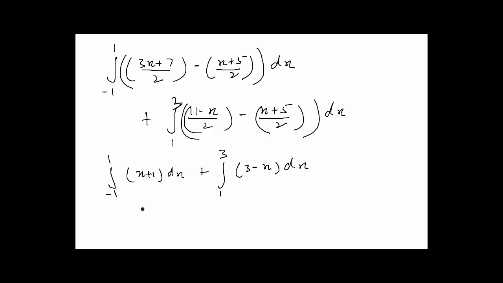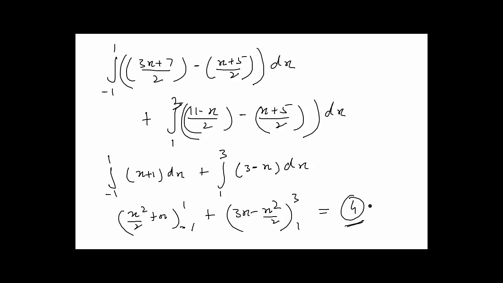So let us simplify this. On integration it will become x squared upon 2 plus x when the integral is from -1 to 1, and your second integral is 3x minus x squared upon 2 when the integral goes from 1 to 3. This on substitution of limits will give you your answer, which is equal to 4 square units. This is the area bounded by the triangle.